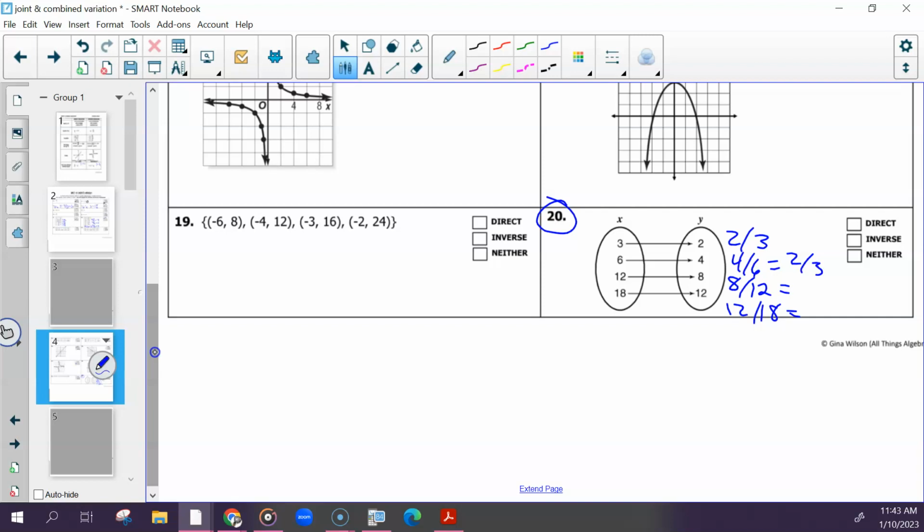8 and 12 would also be 2/3. 12 and 18. Divide both by 3. Oh, divide each by 6. Okay. So this would be direct because dividing gives us all the same answer. Okay. Others in that?